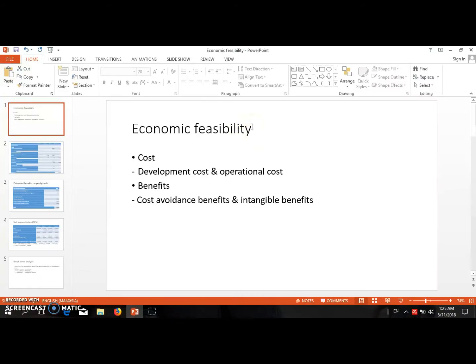First of all, for a company to decide whether to implement the system, the company will decide based on the cost and the benefits associated with the system. The company will first identify the cost, and the cost can be classified into two, which are the development cost and the operational cost. After that, the company will identify the benefits, which can also be classified into two, which are the cost avoidance benefits and the intangible benefits.